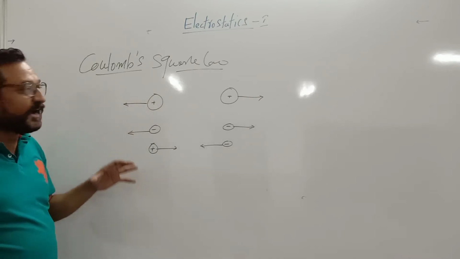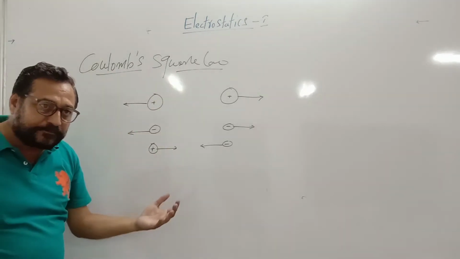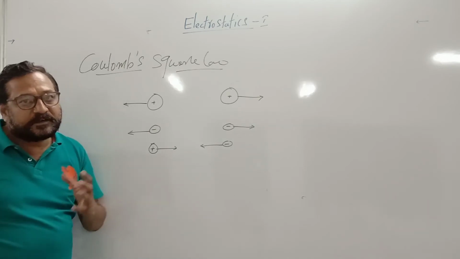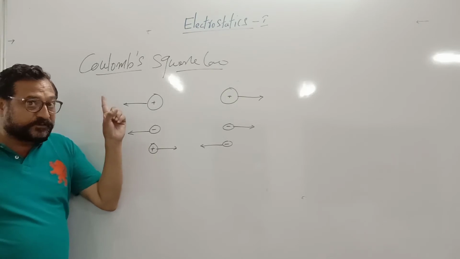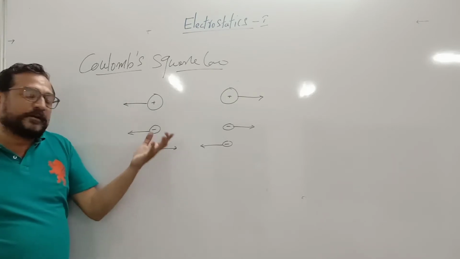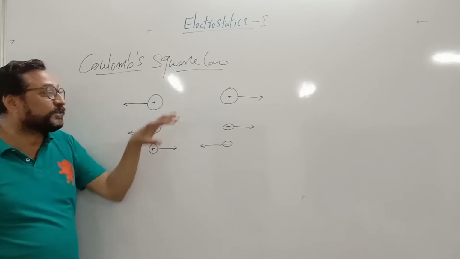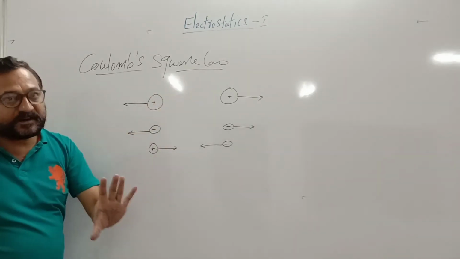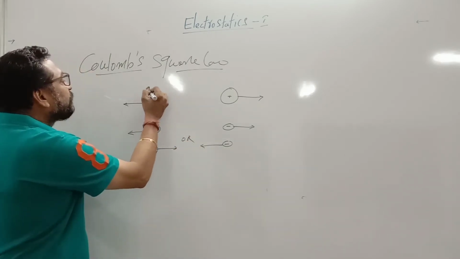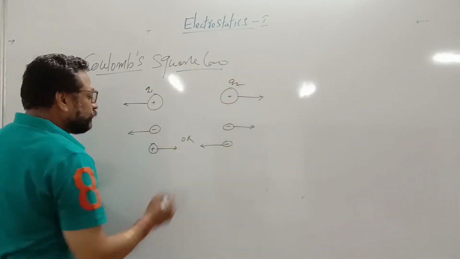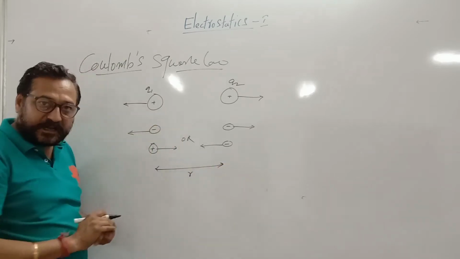In Coulomb's inverse square law both forces occur, but in Newton's gravitational law it is only a force of attraction, whereas in Coulomb's law of electrostatics it is a force of attraction or repulsion, depending upon the nature of the charges. In this condition, again we see that this charge is Q1, this charge is Q2, and the distance between these two charges is R.